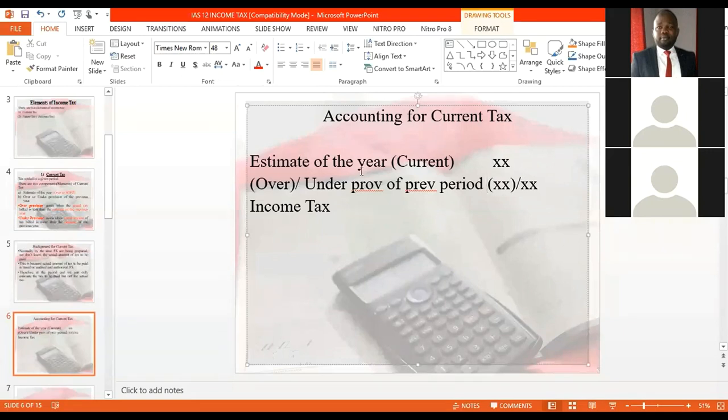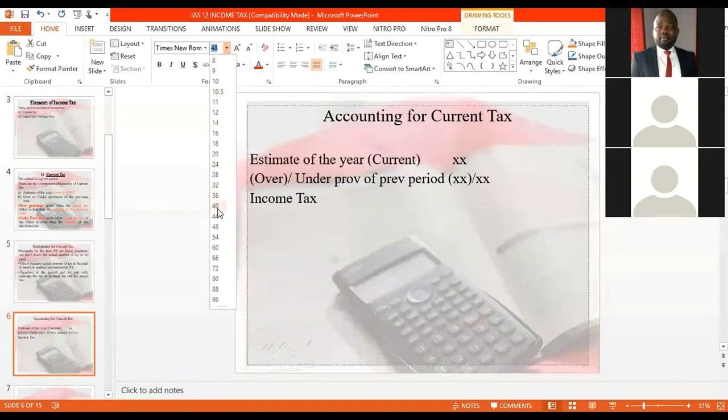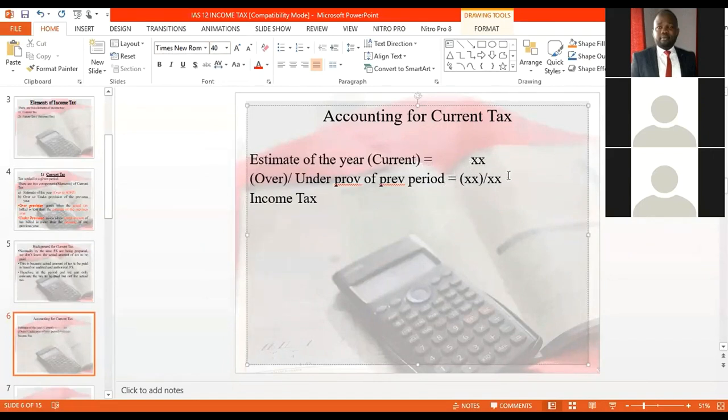I'm just trying to be a bit economical so that everything fits. I hope everyone has understood the introduction. So we have something like that. So I can just say is equals to, so that we have our figures. So when we account for that, the answer we get is what gives you income tax. That answer is what gives us income tax. I hope we are together.